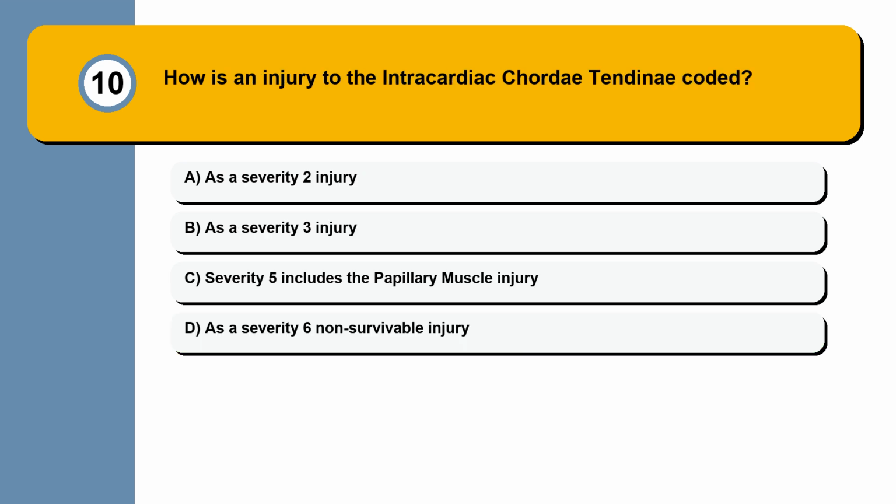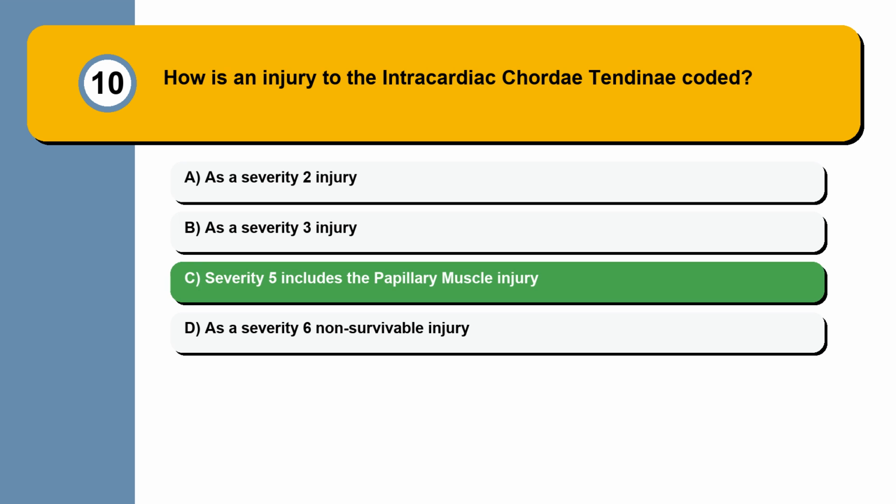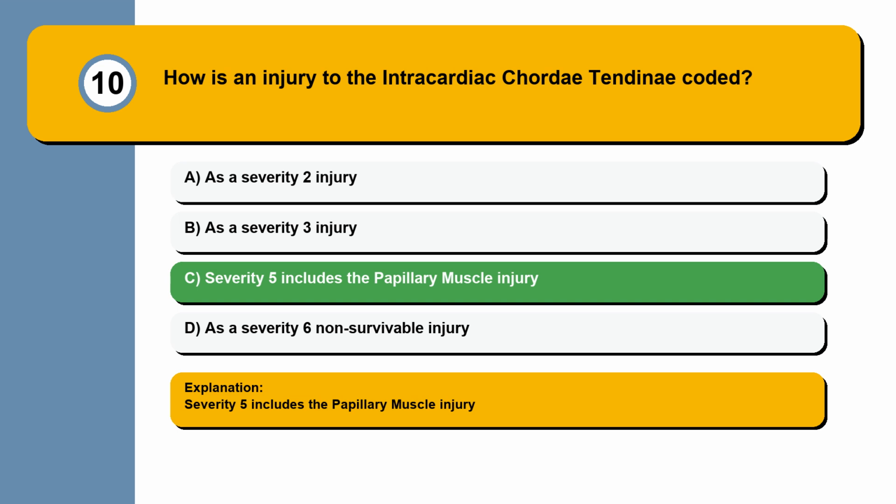Question 10. How is an injury to the intracardiac chordae tendineae coded? As a severity 2 injury, as a severity 3 injury. Severity 5 includes the papillary muscle injury, as a severity 6 non-survivable injury. Severity 5 includes the papillary muscle injury.